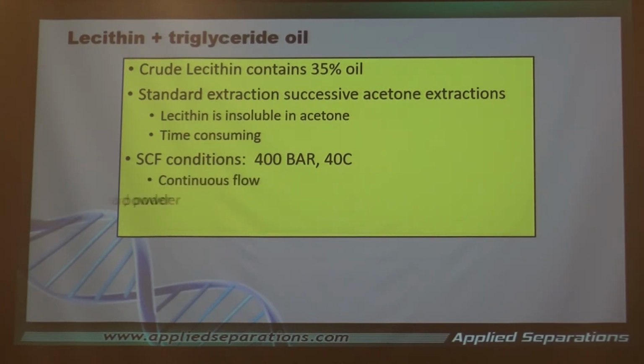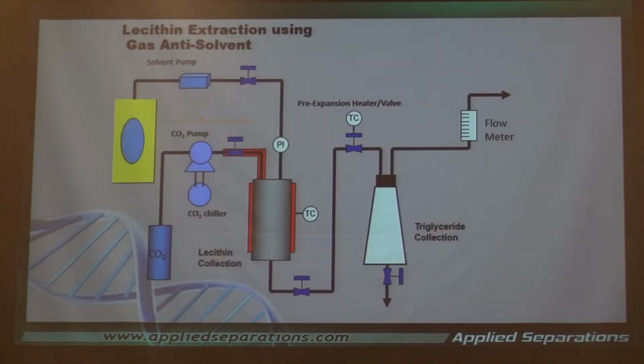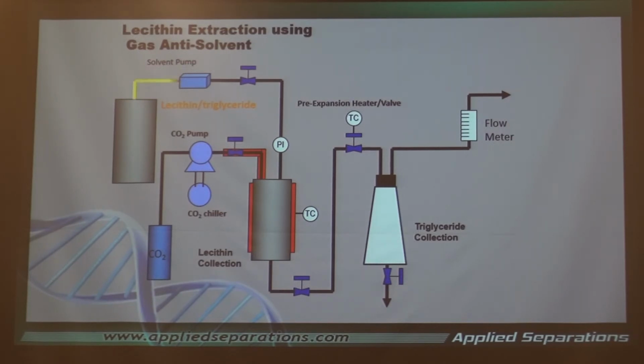And then we have these characteristics, the 40 bar and 40 degrees. I want to show you here. So we have our lecithin and triglyceride. We pump that into our vessel. And remember, the lecithin is not soluble. So we're going to do an anti-solvent. The triglyceride will go ahead and dissolve into the CO2. The lecithin will not. It will fall out of solution.